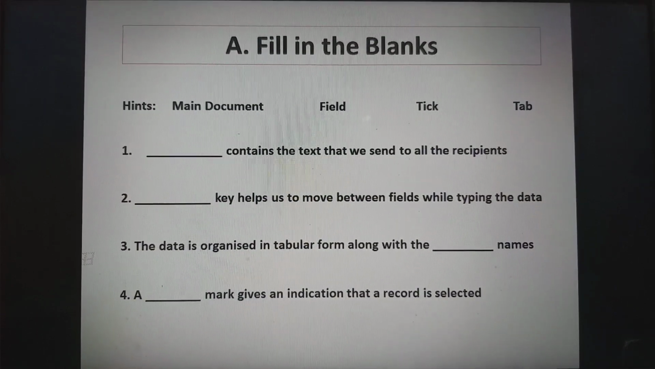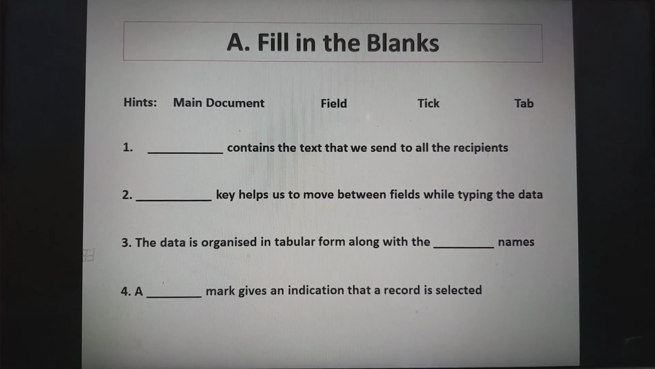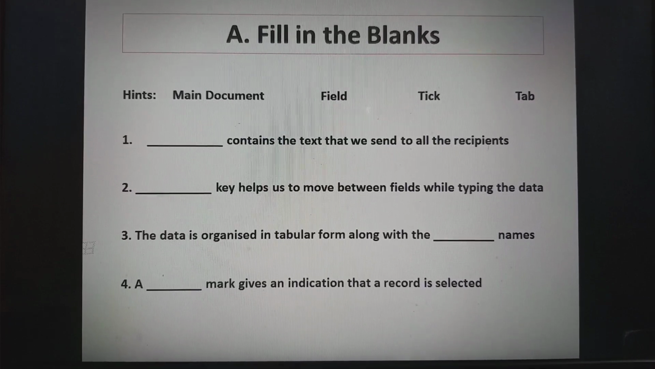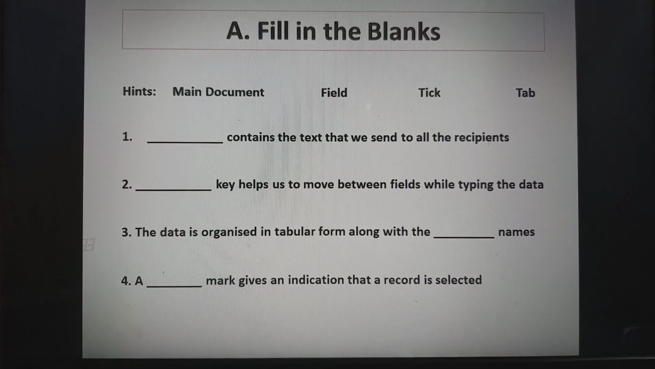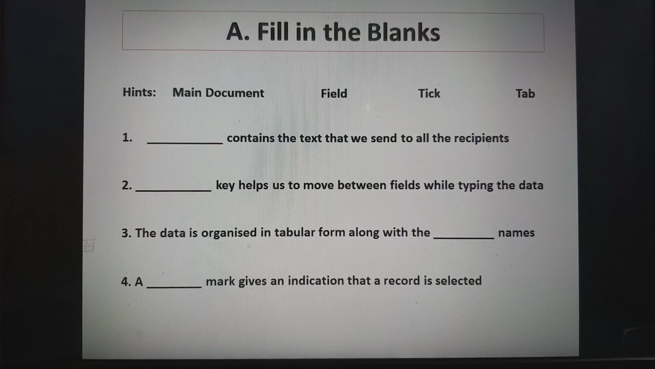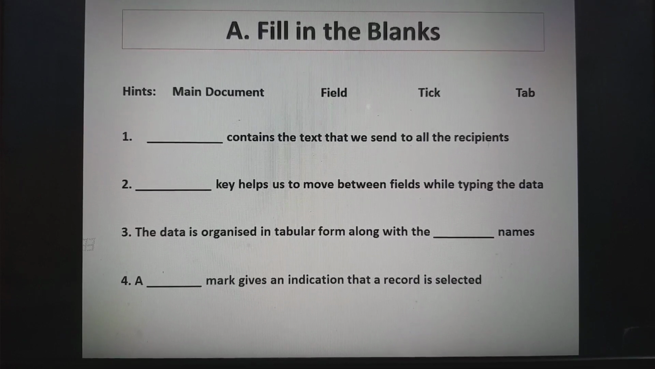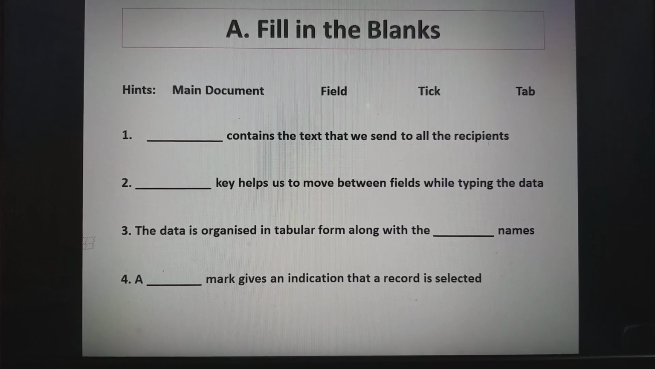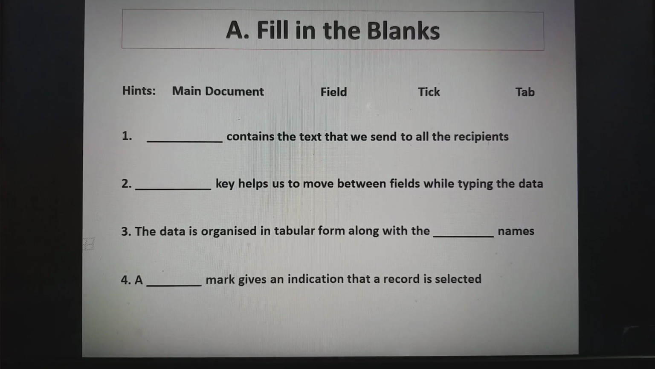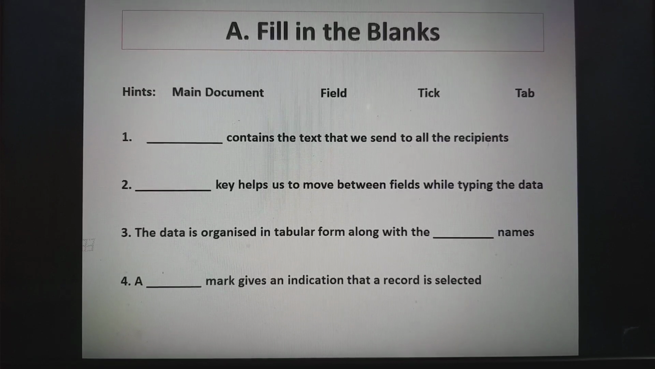Now we will do fill in the blanks. These are main document, field, tab and tick. Now see number 1. Dash contains the text that is sent to all the recipients. From the hint you find out the answer, it will be main document, because main document contains the information that we wish to send to all the recipients.